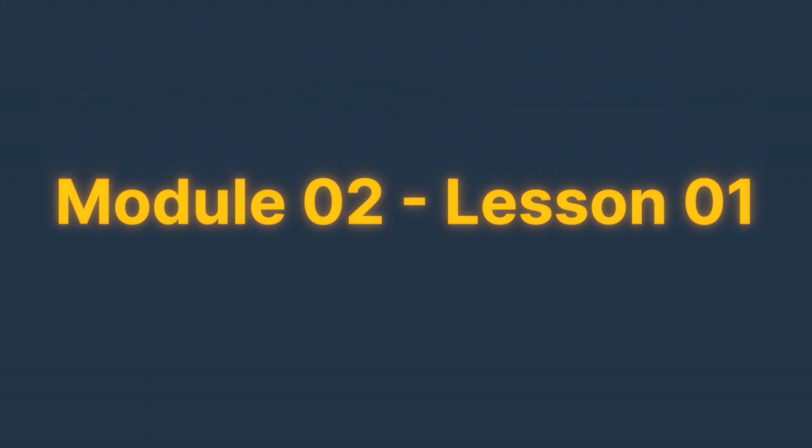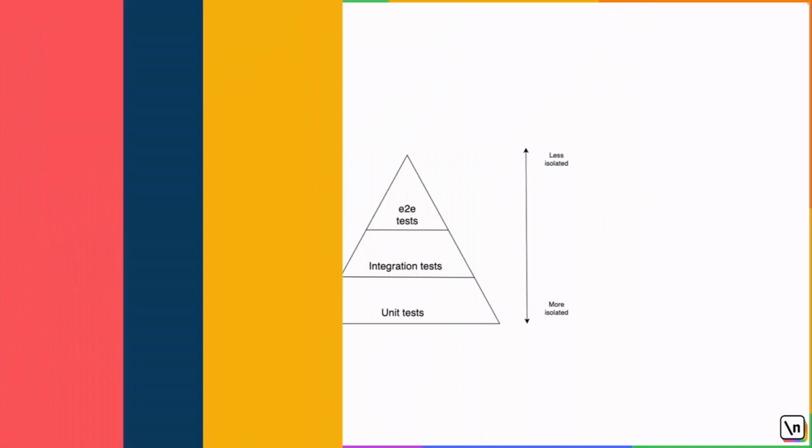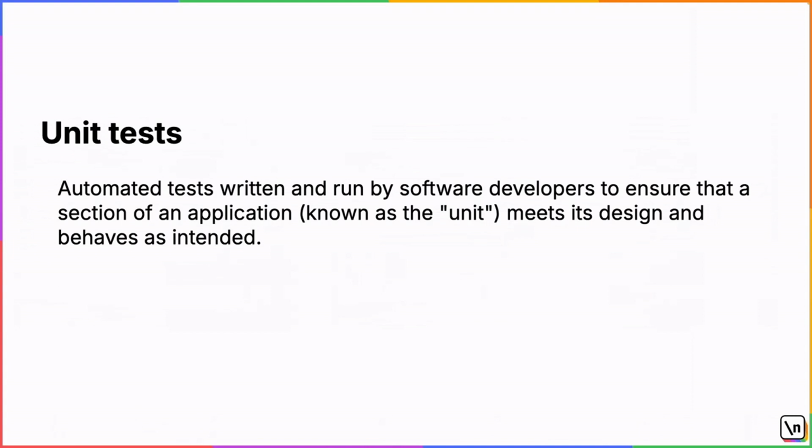In this lesson, we will learn about unit testing, a crucial aspect of software development. We will explore what unit testing is, the different approaches to unit testing, and how we can use test doubles to run tests in isolation. So let's dive in. Unit testing is the process of verifying small independent pieces of code known as units. These units can be functions, methods, or even classes. The purpose of unit testing is to ensure that each unit performs as expected and functions correctly.